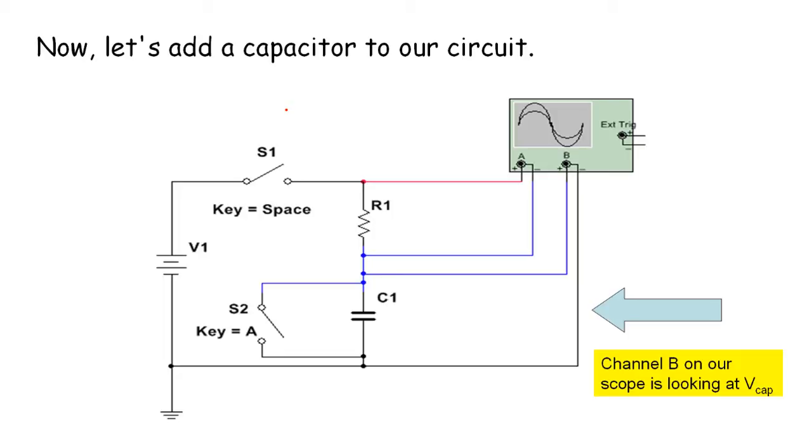There's a capacitor. And now I've got channel B of my oscilloscope. The negative terminal of channel B is going to ground here. And so channel B is viewing across C1, as you can see. And for channel A, I've got the negative terminal across R1. So now A is looking at the difference in voltage, the voltage drop across R1.